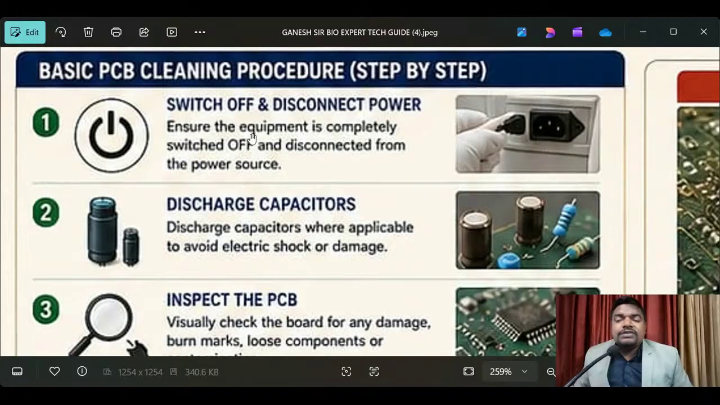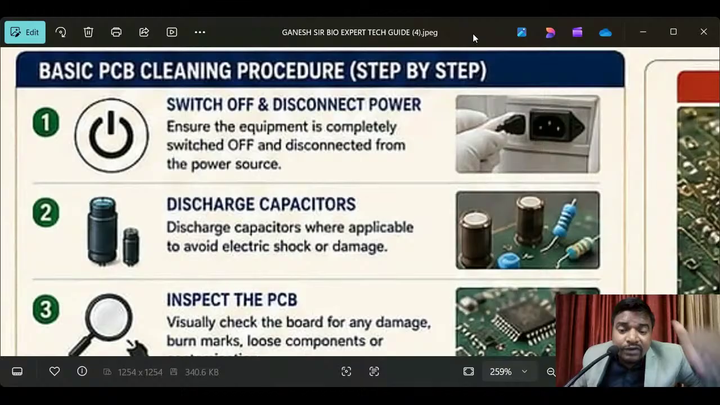See here, basic PCB cleaning procedure step by step. Number one point is switch off and disconnect the power supply, and see here how to remove it. Next, ensure the equipment is completely switched off and disconnected from the power source. Okay, you should do all these things because you are touching the equipment and directly involving the components. There are many chances of electrical charge, because electrical components are placed on that PCB and they can store electric charge. You have to check all these things using your multimeter, then only you confirm, then you touch the equipment and start the procedure.